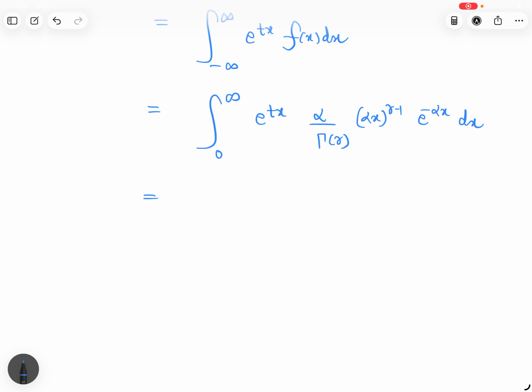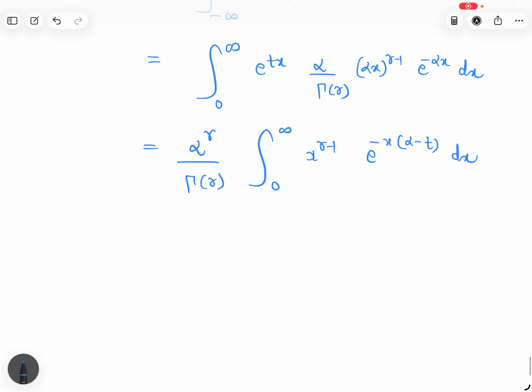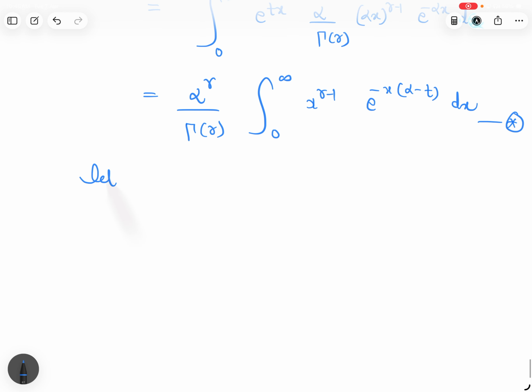What is this? Can you tell me? Alpha to the power r upon alpha minus t to the power r gamma r. What is this? This is gamma r. This is gamma r. So gamma r cancels out with gamma r. Okay. So what is mxt? Alpha upon alpha minus t to the power r.